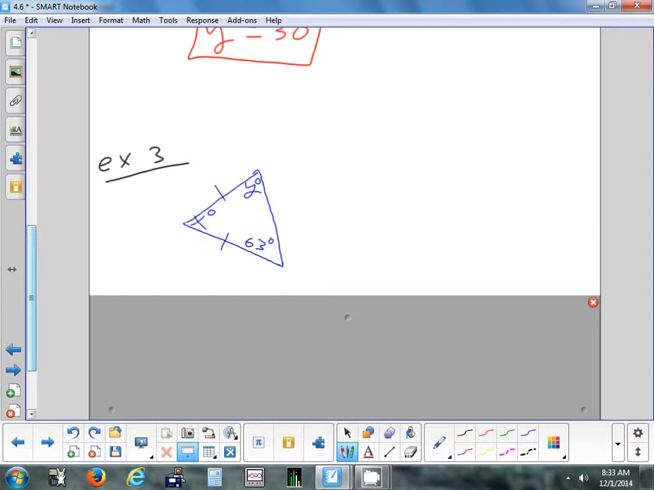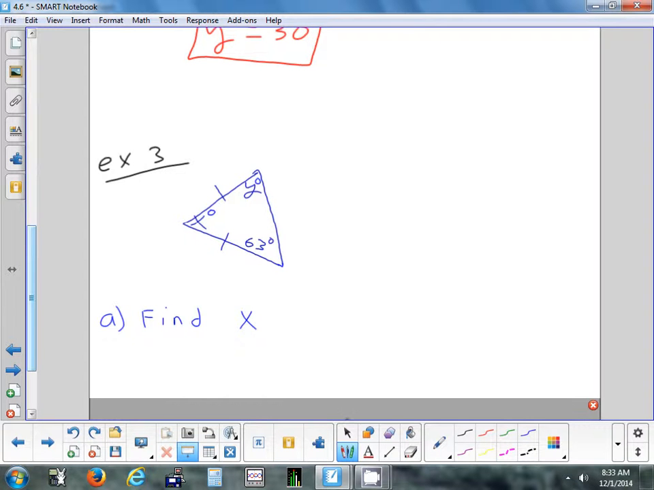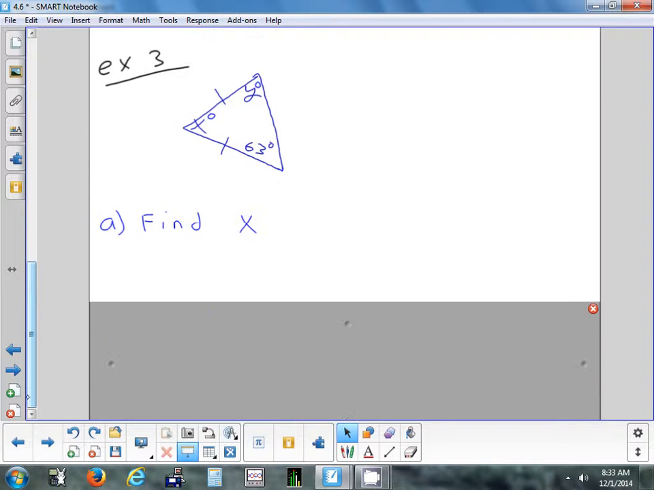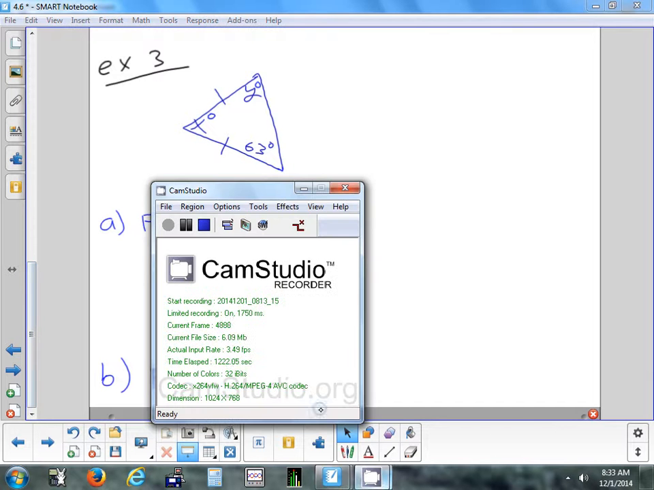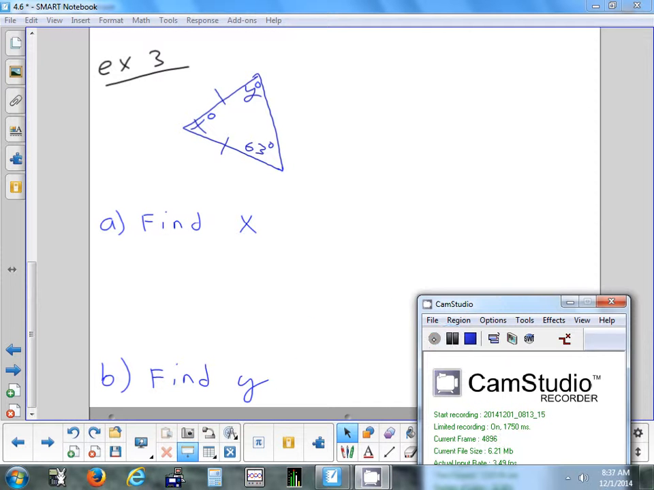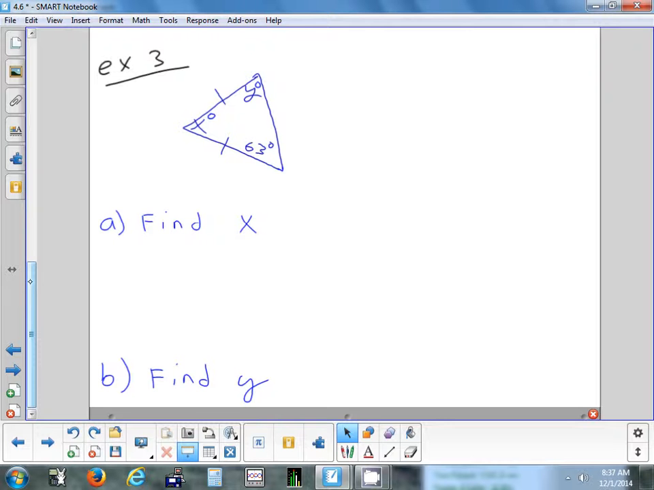All right, why don't you try that one on your own. See if you can find x and then find y. It might be easier to find one before the other. That's up to you. But see if you can find x and then find y. Okay, so they've asked us to find x and y.